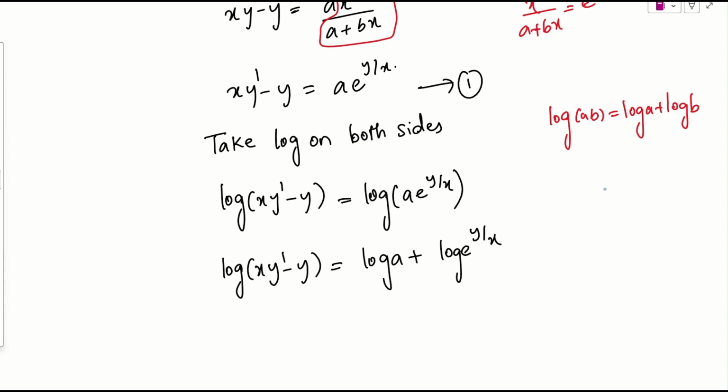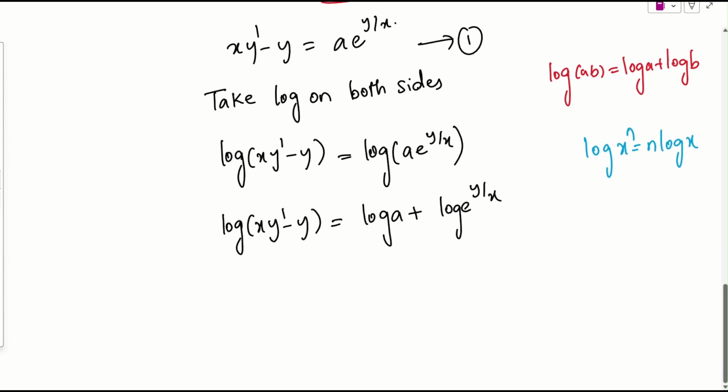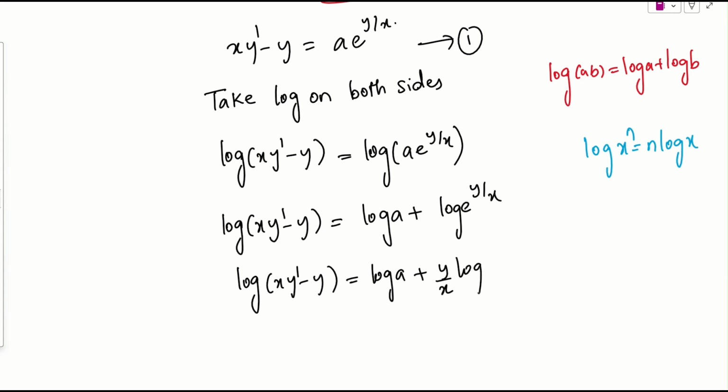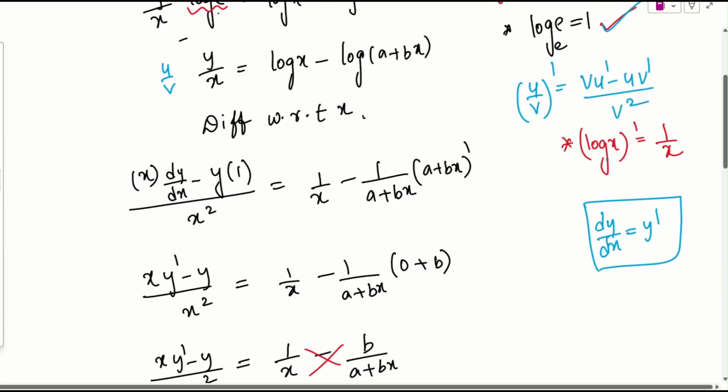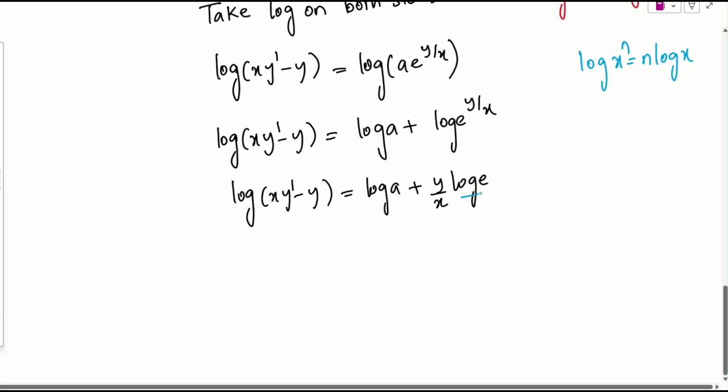Agree? Just now we have seen one formula: log of x power n is nothing but n times log x. Power comes in front, right? Same thing we are doing here. So this will be as it is. Log of x y dash minus y is nothing but log a plus y by x into log e. Is it okay? Let me write it down. Log e. We know that log e to the base e is 1. So simply it will be 1 alone.